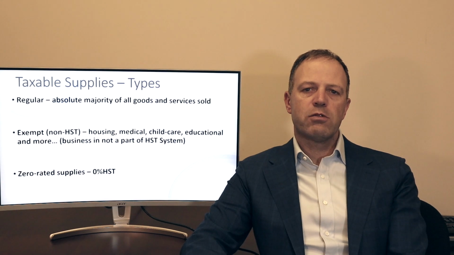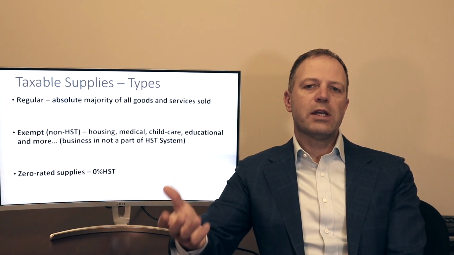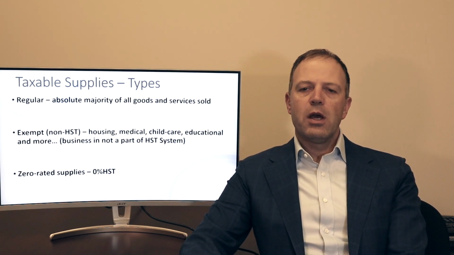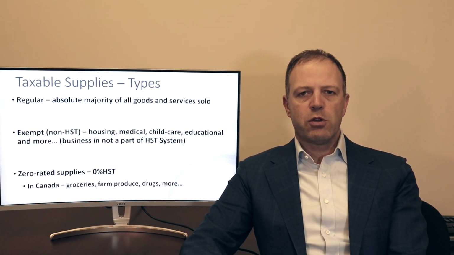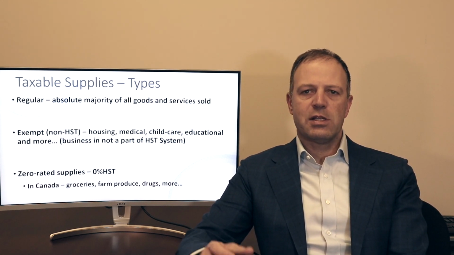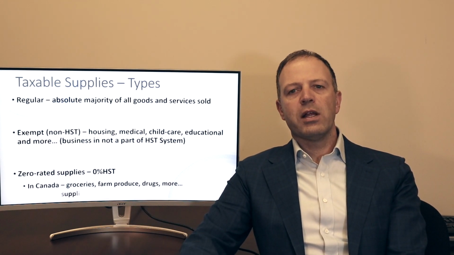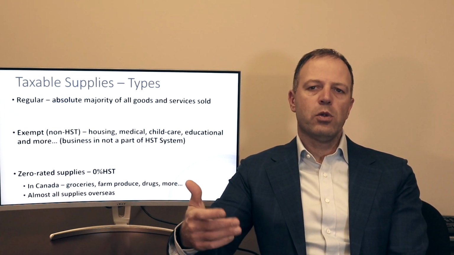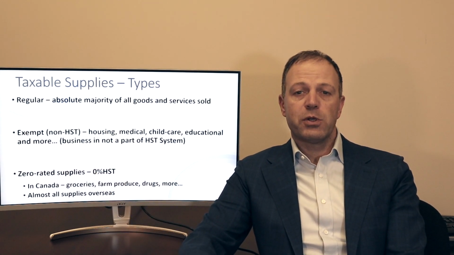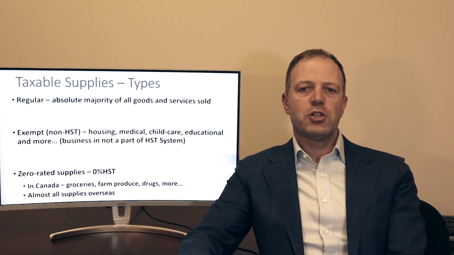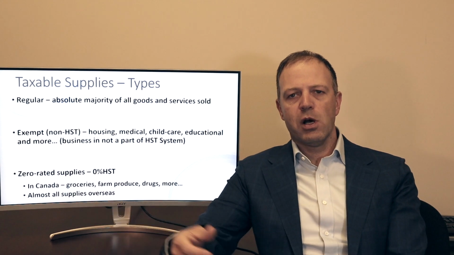or as a third group of products and services, those are zero-rated HST. So there are two groups of them. One is a small group of products and services being offered in Canada, such as medicals, groceries, farm produce, drugs. And the other one are the products and services being sold outside of Canada, export businesses, where they charge technically 0% HST on top of their price.